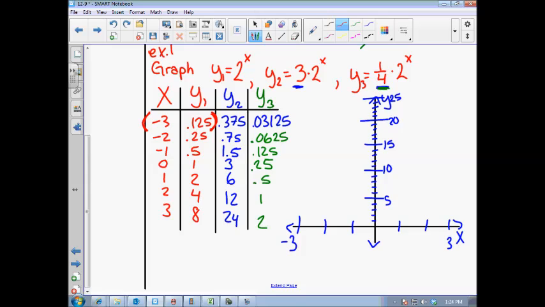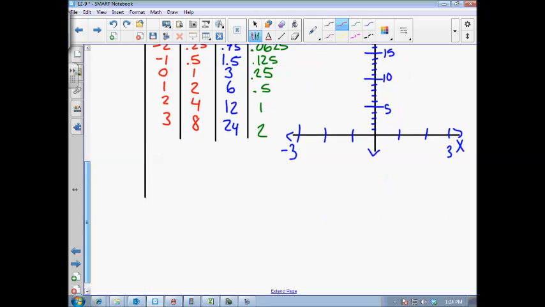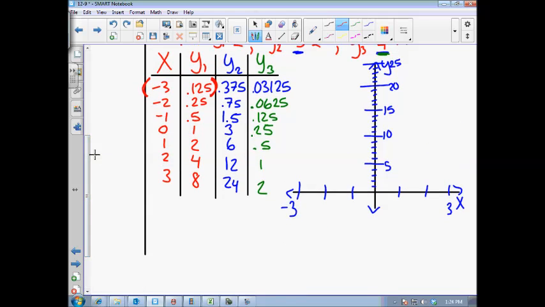-3, 0.125. Start at the origin, we go left -3, but where is 0.125? Yeah, just a little teeny bit above the x-axis. Just an itty bitty bit above the x-axis. Make sure your points are large enough that when we draw a curve through them, you can actually see the point. Next point, -2, 0.25. Is 0.25 going to be higher or lower than 0.125? Just a little bit higher, just a teeny bit.